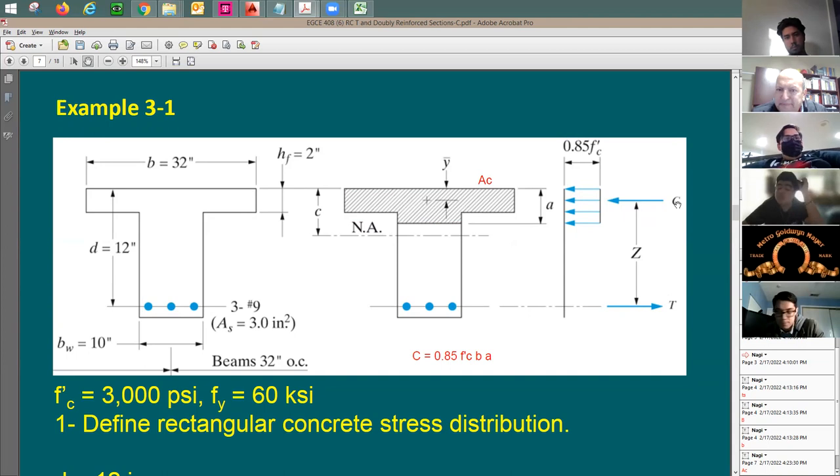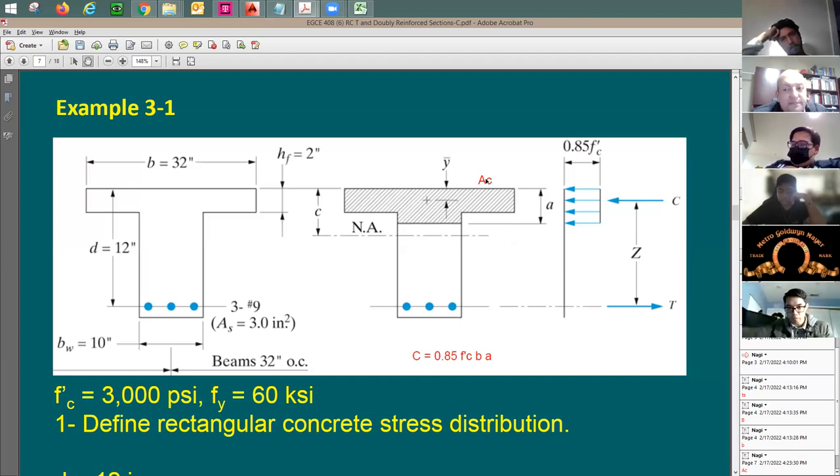Make sense or no? Yes, that makes sense. All right, far. Professor, what's the difference between AC and A? Just A is an area. Is it A lowercase or A uppercase? A lowercase is gonna be the distance from here to there. Usually once you say A uppercase, it's gonna be cross-sectional area. Once I say A sub C, it's gonna be area of concrete.